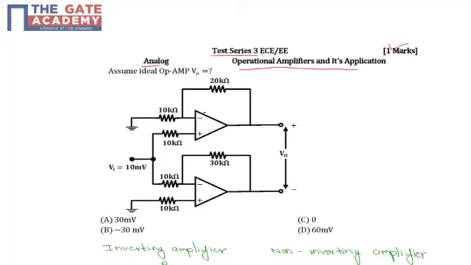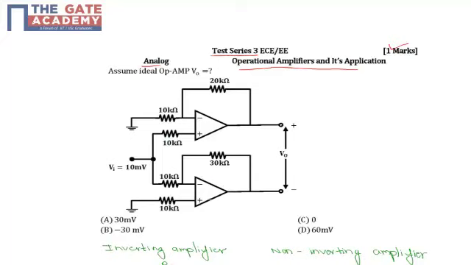It has two op amps, op amp 1 and op amp 2. In op amp 1, the negative terminal is connected with a 10 kilo ohm resistance, and serially with one more resistance of 20 kilo ohms. The positive terminal of this op amp is connected with one more resistance of 10 kilo ohms.